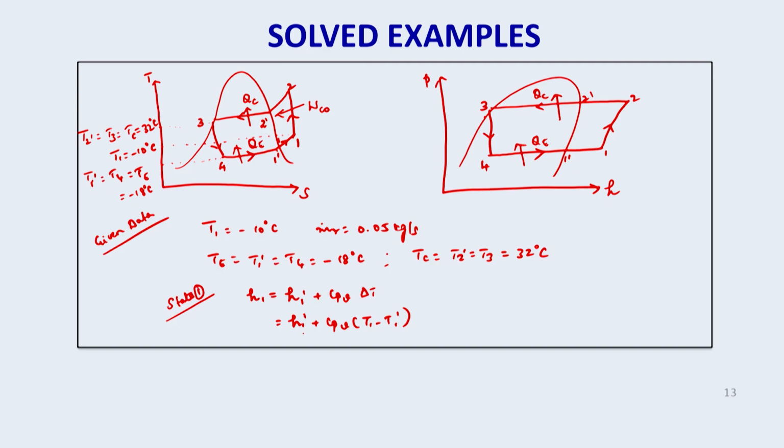And H1 dash can be directly taken from the table, which will help us to find out enthalpy at state point 1. So let me write it here. H1 dash is equal to Hg, saturated vapor enthalpy, at minus 18 degrees centigrade, because the temperature at the state point 1 dash is evaporator temperature, which is minus 18 degrees centigrade, from R134A tables.